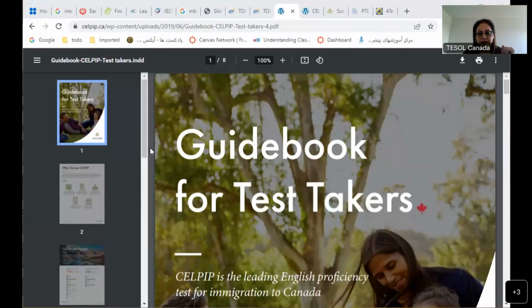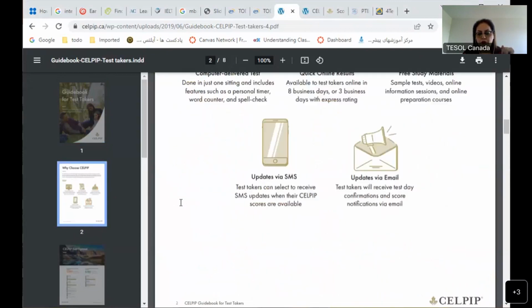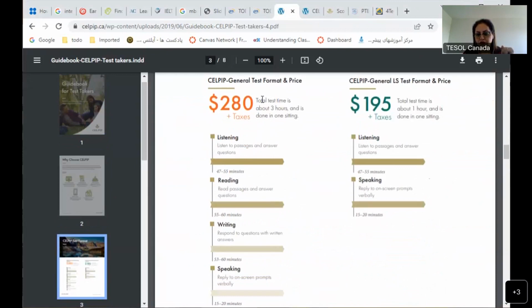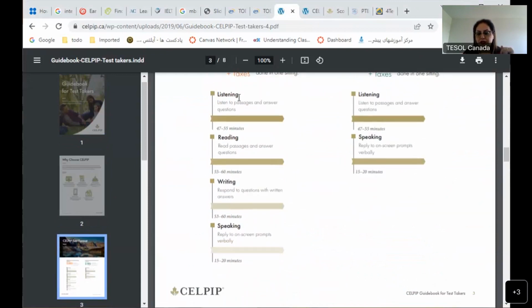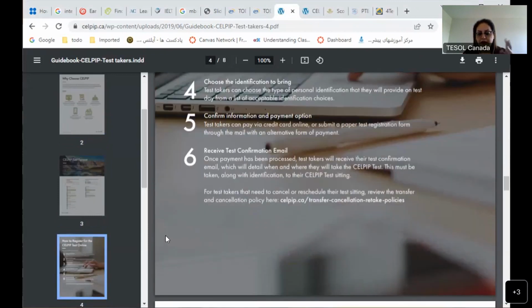So here, this is the guidebook for the test. It says this is the general test format and this is the general LC test. In LC it's only listening and speaking, but the general test format is on four skills: listening, reading, writing, and speaking, all four. And how to register.